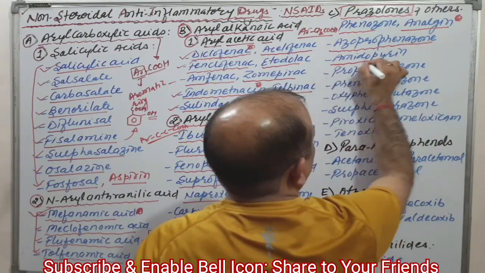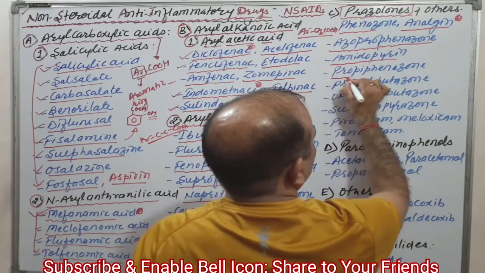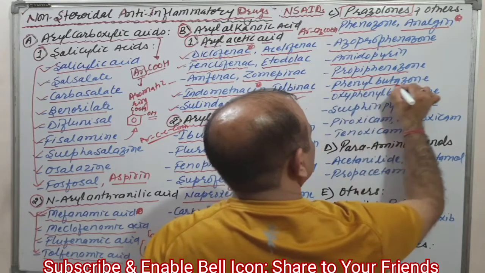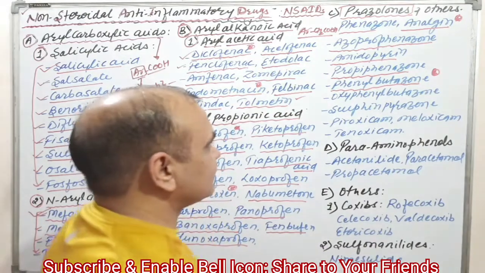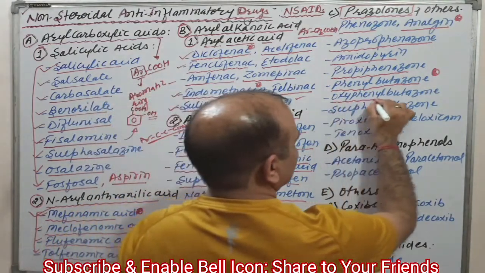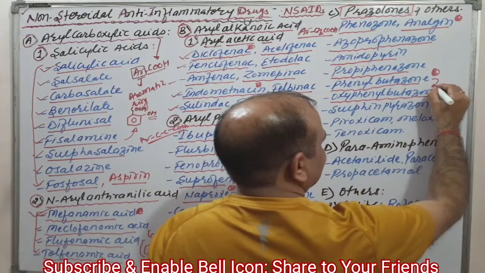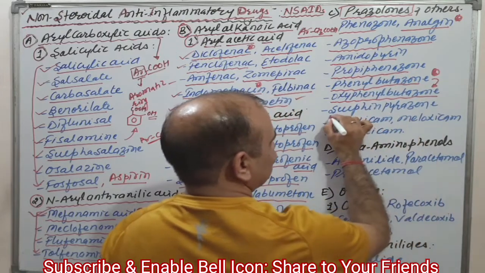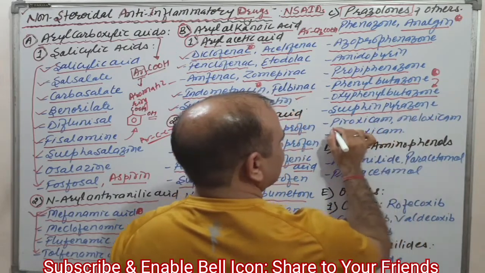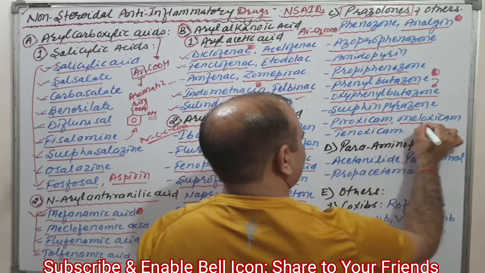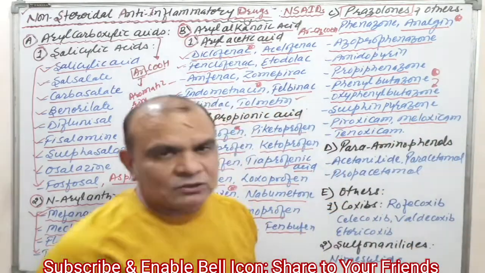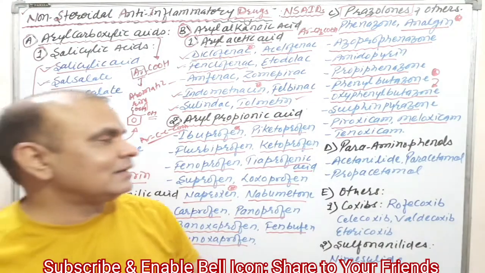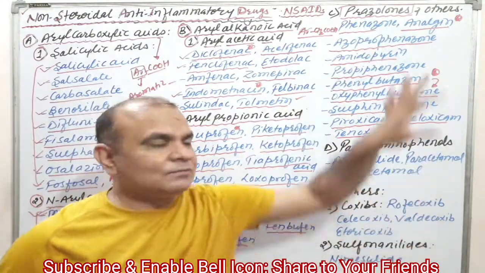Azapropazone, amidopyrine, propyphenazone, phenylbutazone, again one of the most potent drugs among the analgesic drugs, and oxyphenbutazone. It is a derivative or metabolite of phenylbutazone. Sulfinpyrazone, and another one piroxicam, meloxicam and tenoxicam. These are all derivatives of pyrazolones. There are certain examples of this category.